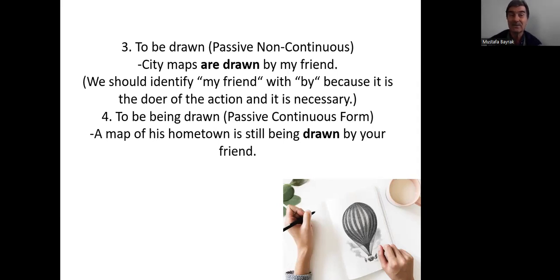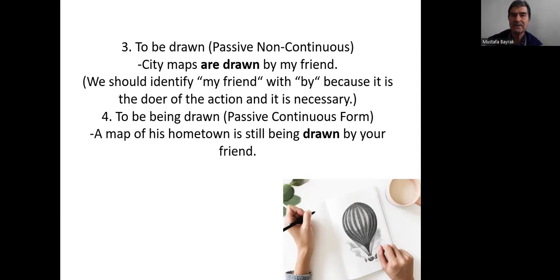What about this? This is very new for us. To be being, okay? To be being drawn again. We cannot think of passive sentences without verb 3. There isn't even a single passive sentence without verb 3 and without one of the variations of "to be." So to be being drawn, passive continuous form.